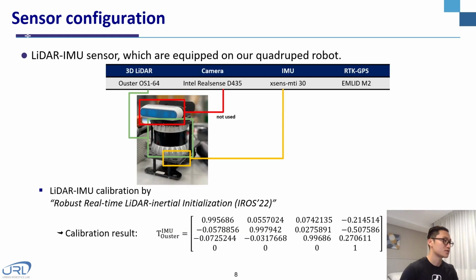We made our sensor set to adapt the algorithm to a real-world experiment. This is the sensor configuration. Among the sensor set, the LiDAR sensor Ouster OS1-64 model and the Xsens MTi-30 IMU model are mainly used. To calibrate the sensors, we use the method of robust real-time LiDAR-inertial initialization. And this is the calibration result.